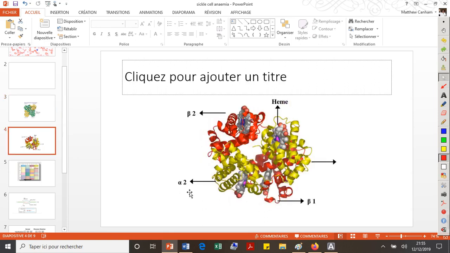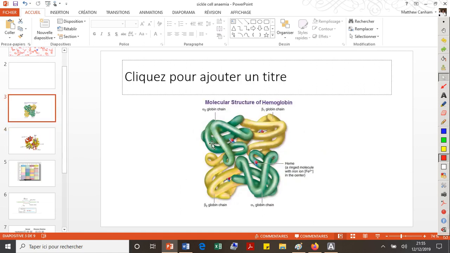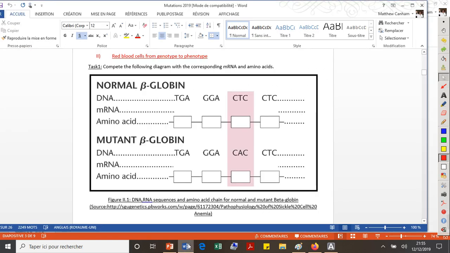This is another representation, where you can see the alpha helixes. So again, we've got 2 betas and 2 alphas. Last thing, in one red blood cell you're going to have thousands and millions of these hemoglobins which carry oxygen. So these are vital to our body because they carry oxygen. So beta globin is one of the 4 polypeptides found in hemoglobin. Okay, so let's have a look at this DNA sequence.